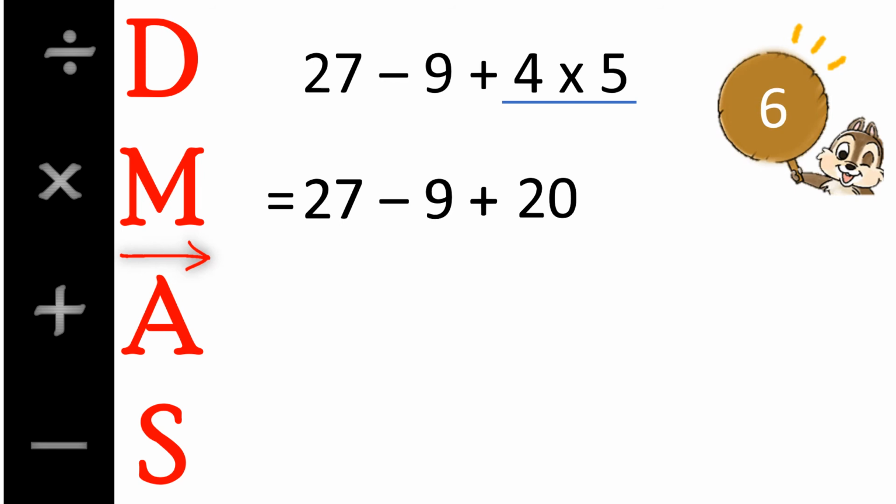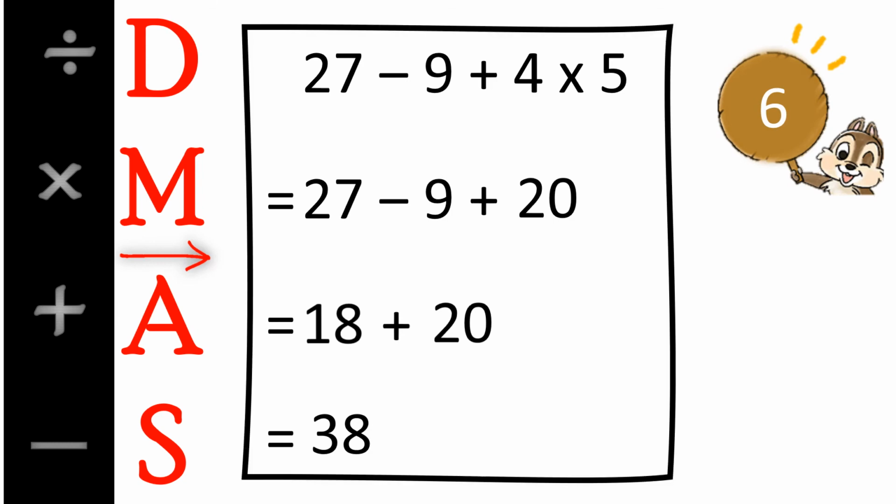While moving from left to right, carry out addition or subtraction, whichever comes first. Here we have subtraction. So do the subtraction. 27 minus 9, we get 18. Now we have 18 plus 20. Do the addition, we get 38. So 38 is the answer of this numerical expression.